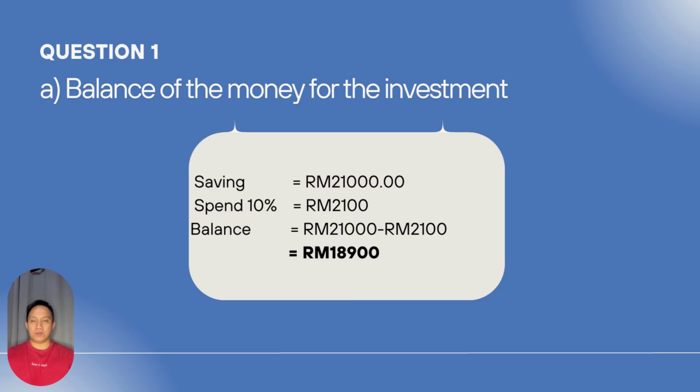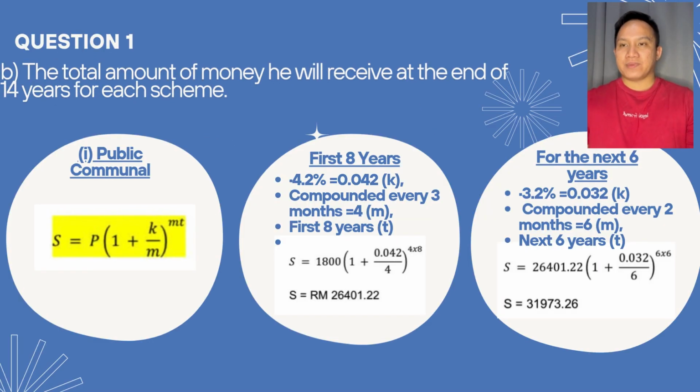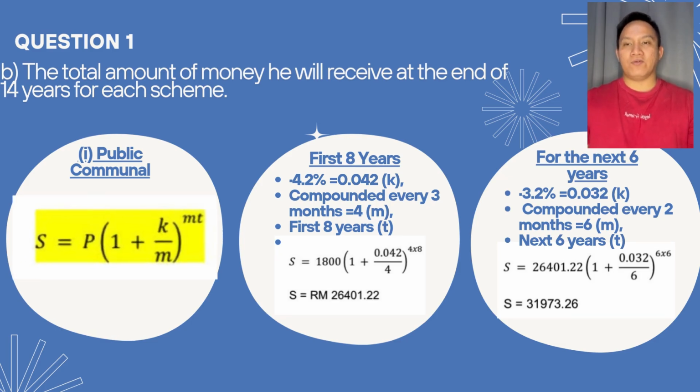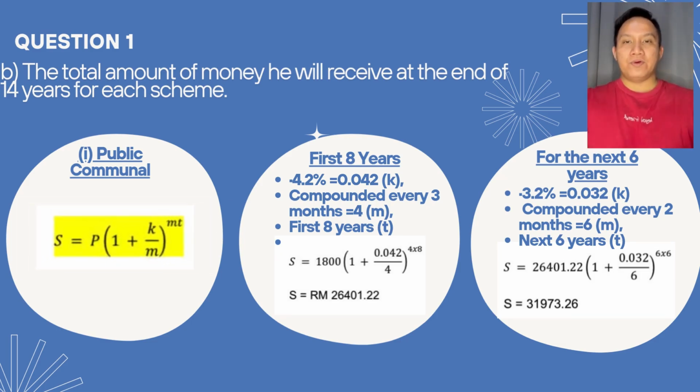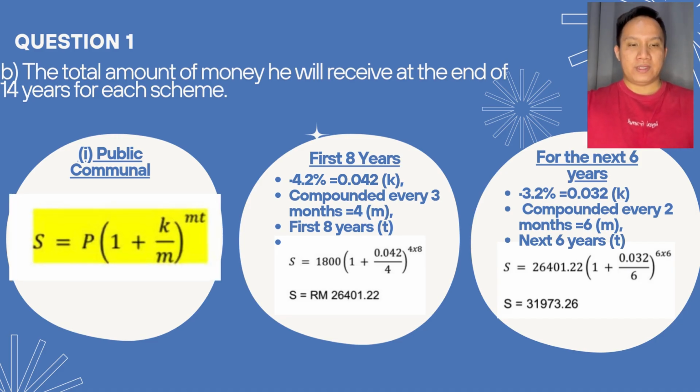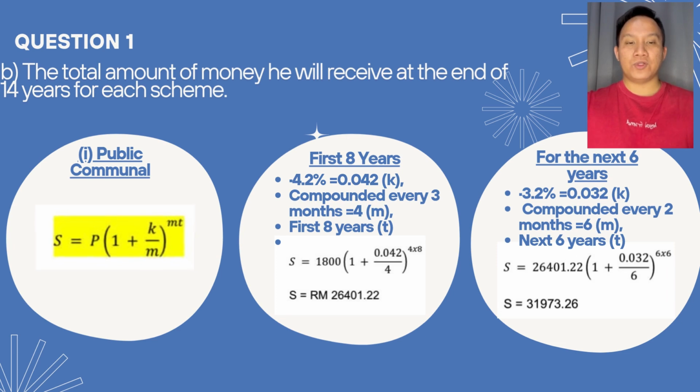First, Karo Amin saved 21,000 ringgit and he spent 10%, which is 2,100 ringgit, leaving him with 18,900 ringgit to invest. Question B. The total amount of money he will receive at the end of 14 years for each scheme. For this question, we will use the formula S equal P, bracket 1 plus K over M, close bracket, power of MT. So, for the public communal, 4.2% equal to 0.042 is the K, compounded every 3 months equal to 4 is the M, and the first 8 years equal to T.